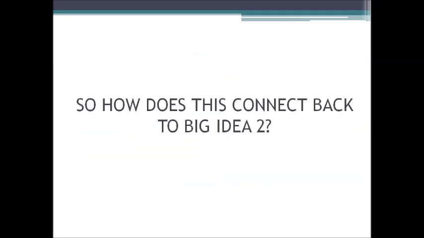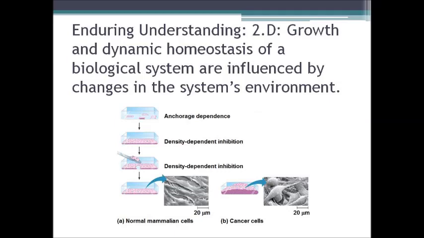So how does this connect back to Big Idea 2? Feedback mechanisms are important because they give organisms a way of responding to their external environments. Without feedback mechanisms, organisms will not be able to maintain dynamic homeostasis between their internal and external environments. If organisms were not able to do so, they would not be able to regulate growth, reproduction, or maintain dynamic homeostasis. This leads into our last enduring understanding, that growth and dynamic homeostasis of a biological system are influenced by changes in the system's environment.